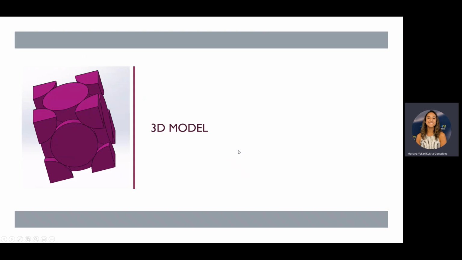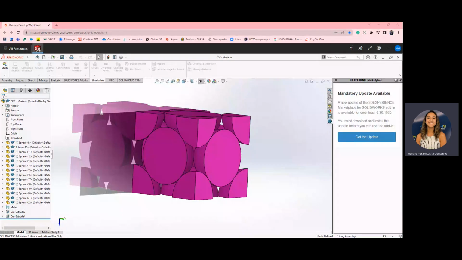So finally, to wrap up my presentation, I'm going to show a 3D model of this structure, which was done through SolidWorks. So this is basically what we've seen in the previous slides, and here we can take a closer look at how these spheres, which represent sections of an atom, were cut off to create an FCC structure.